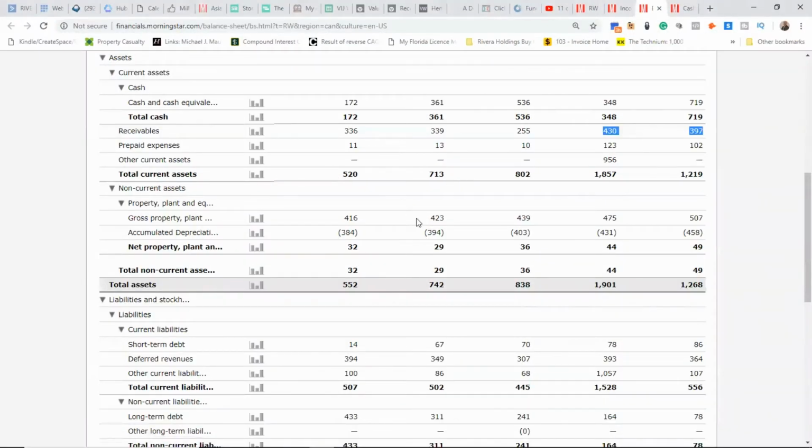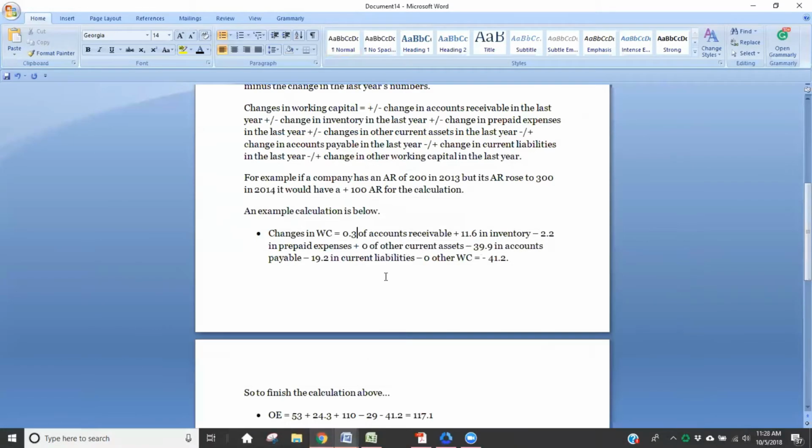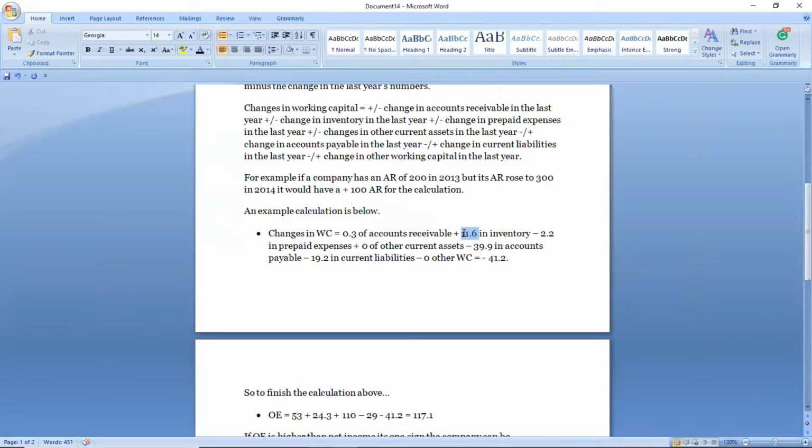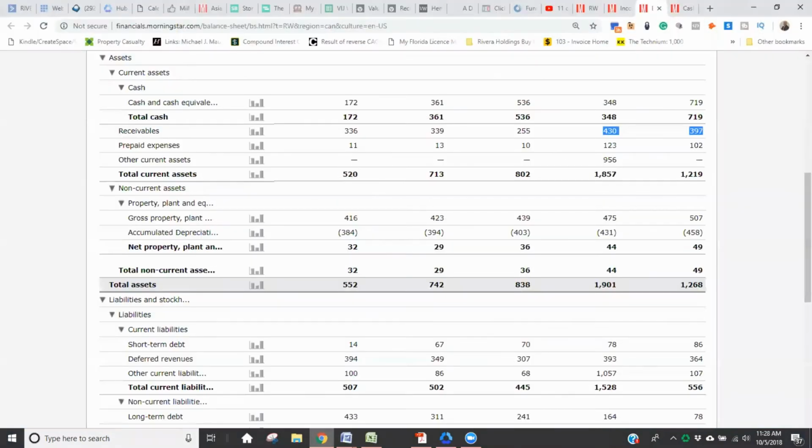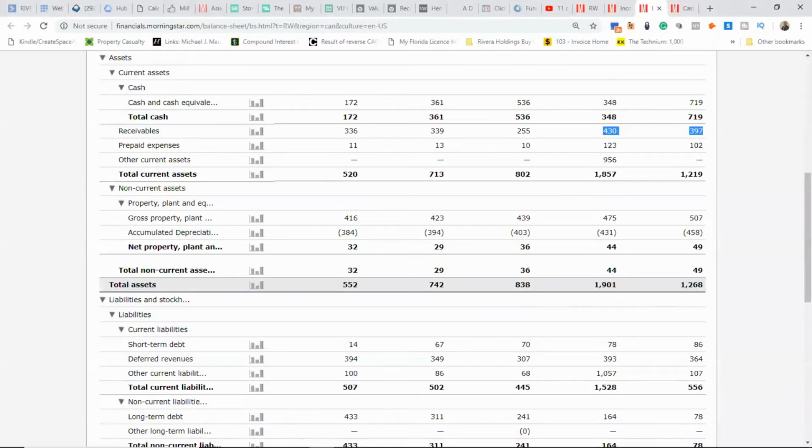Inventories is next. This company doesn't have any inventories. They sell software, so plus 0 in inventory. But if a company has less inventory, it means that they sold it, right? Yes. Okay, just to understand the process.